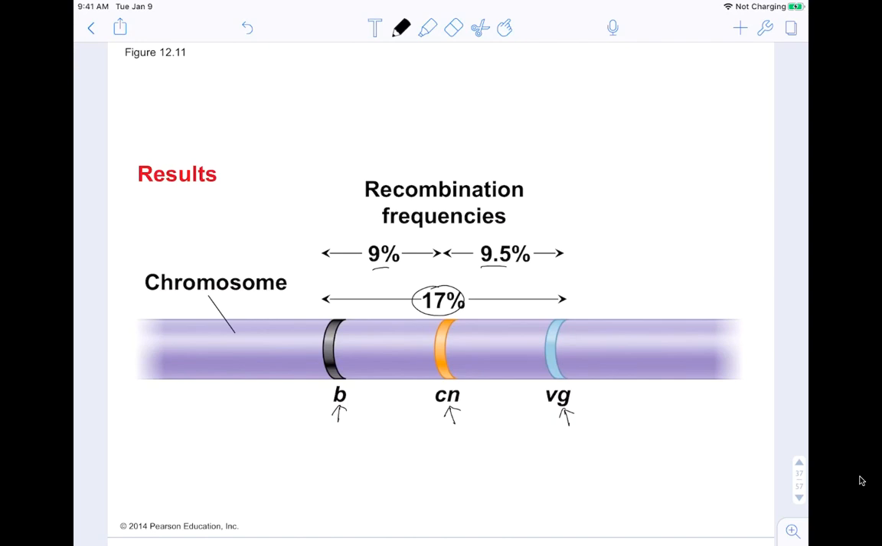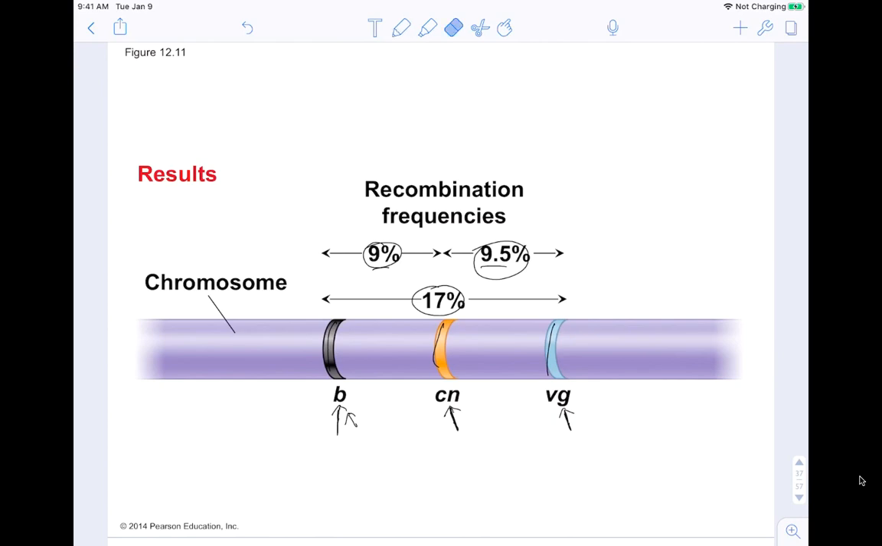Okay, so remember that this is talking about the body color, this is talking about the wings, and now this is talking about the eye color. Our eye color here is showing us that we have a 9% recombination with our B gene, which means that they are 9 units apart. And then our VG gene shows a 9.5% recombination with the cinnabar gene. So we know that they are 9.5 units apart. So that's how we know to arrange these genes in this fashion.